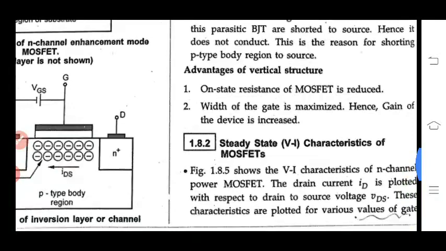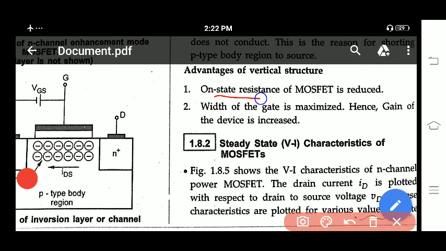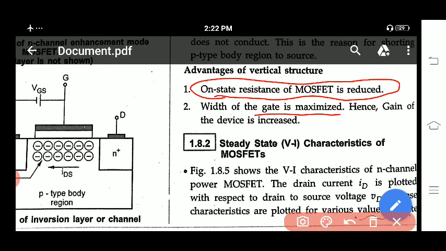Next we can observe the advantage of this MOSFET. The on-state resistance of the MOSFET is reduced. You can reduce the on-state resistance somewhat by making some arrangement. The width of the gate is maximized, hence the gain of the device is increased. Gate width maximized means there will be formation of a channel, then current starts to flow like this. Next we will go with the VI characteristic of the MOSFET.